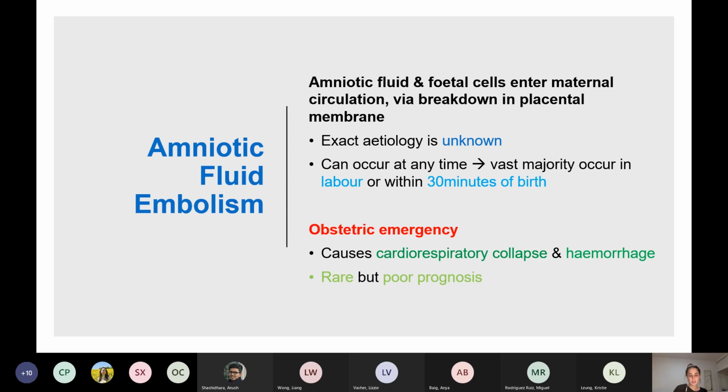So it is an obstetric emergency because it causes cardiorespiratory collapse and then haemorrhage for the mother. And it's very rare, but the prognosis is very, very poor. So the survival rates for having an amniotic fluid embolism are super, super low. And most cases are diagnosed on post-mortem, as opposed to it being something that has happened and then they can revive the mother. And on the post-mortem, you find fetal squamous cells, debris, and amniotic fluid in the mother's pulmonary vasculature.